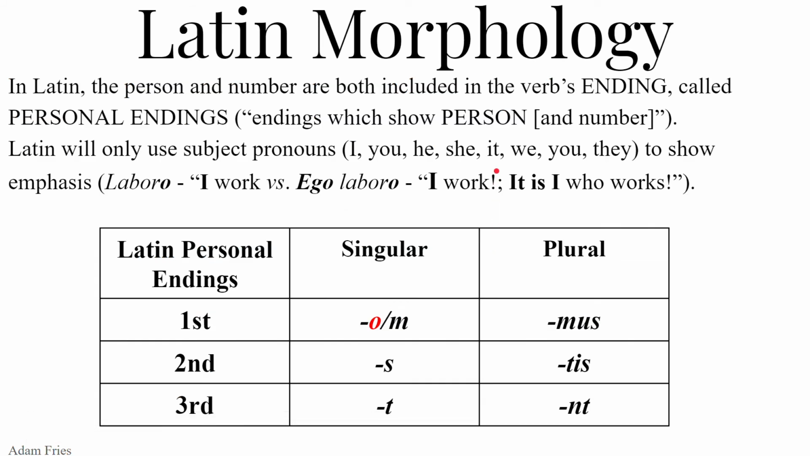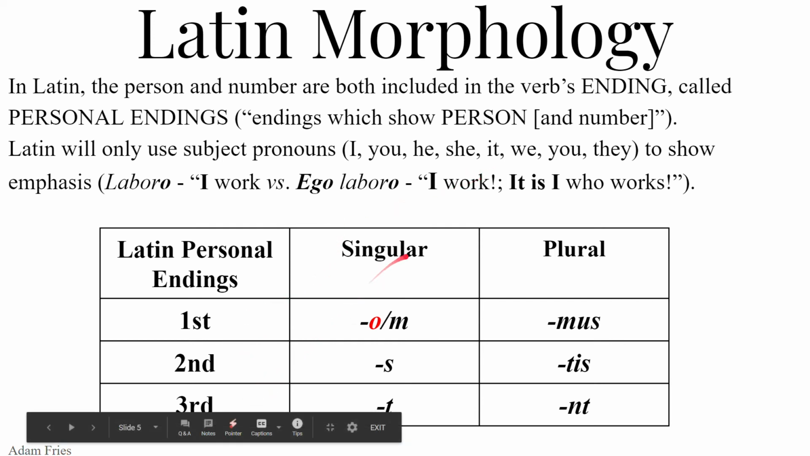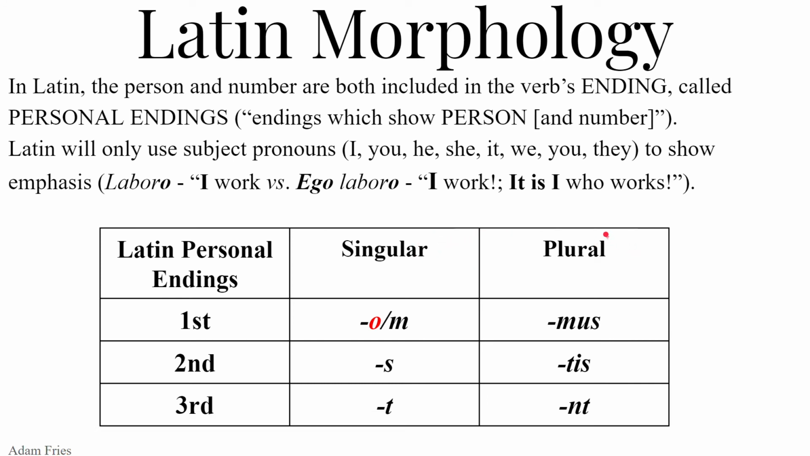For Latin, the person and number are included in the verb's ending. Latin really doesn't use the subject pronoun, especially in the nominative, very much unless you show emphasis. Instead, that information will be contained in the verb's ending, which we call personal endings because they show person, the first, second, or third, and how many, singular and plural. So the ending will tell you that information.